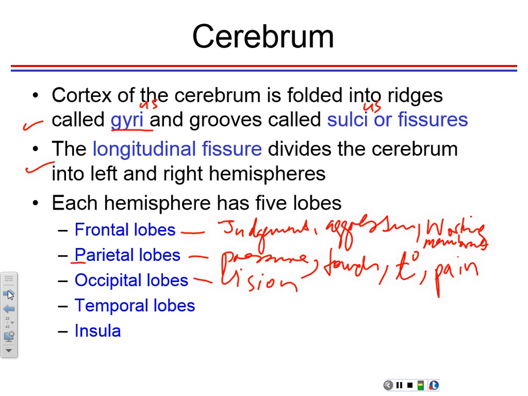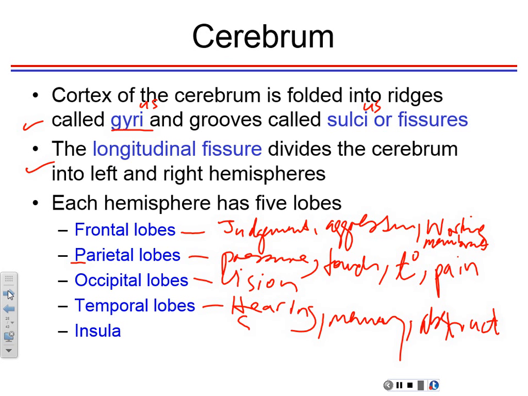The temporal lobe is right by the ears. So the first thing you want to think when you think temporal is hearing, right? Because of hearing, it deals with memory, things like that, and abstract thought. Abstract things are not concrete things. They're kind of fuzzy, in-between kinds of things. So abstract thought, and sometimes smell as well. It does that. All right.